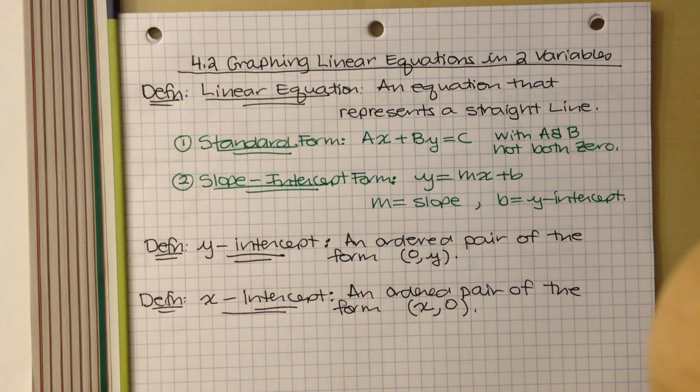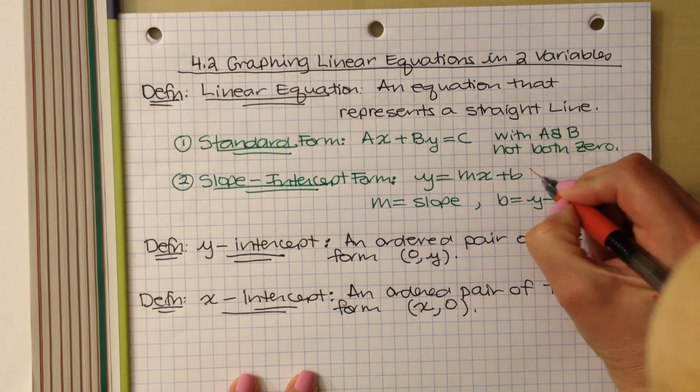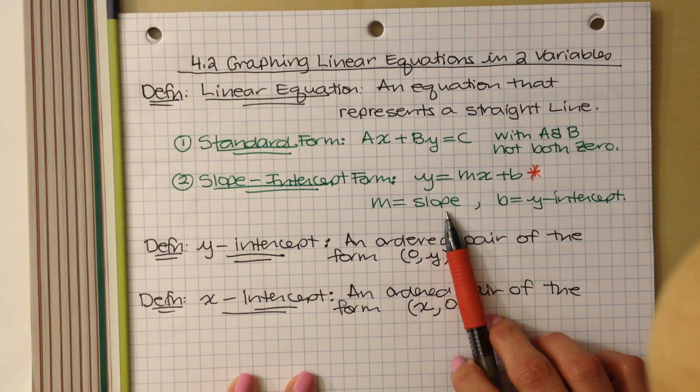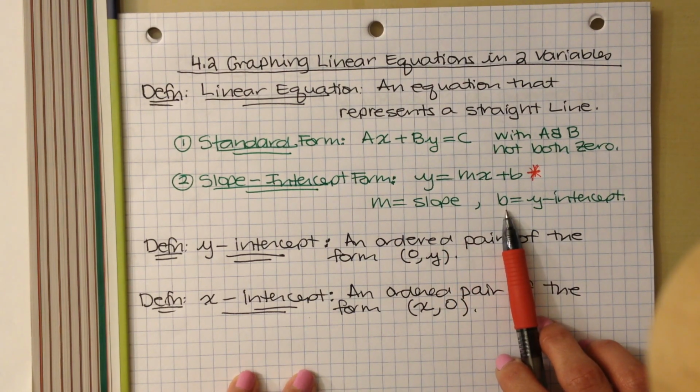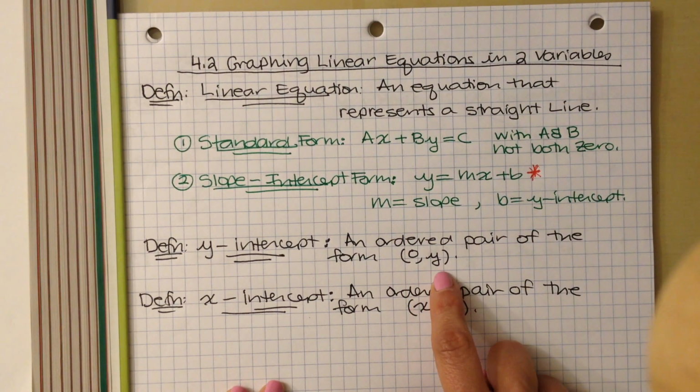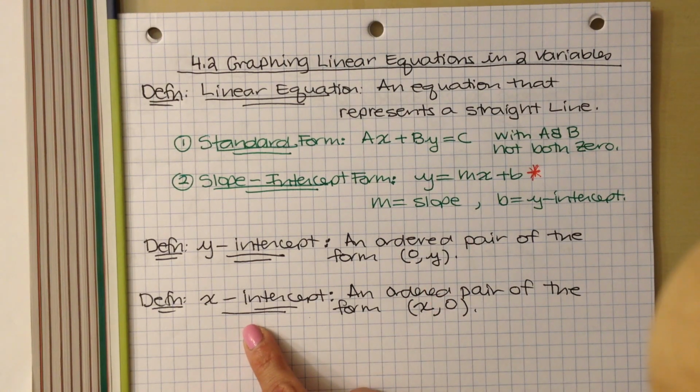We can also write our linear equation in slope-intercept form: y equals mx plus b. I'm pretty sure this is the one that a lot of you might remember, where m is called our slope and b is your y-intercept. So what is a y-intercept? A y-intercept is an ordered pair of the form 0, y. So anytime I say y-intercept, x is always 0 and y can be any value. And when we say x-intercept, it's an ordered pair where y is always 0 and x could be any number.